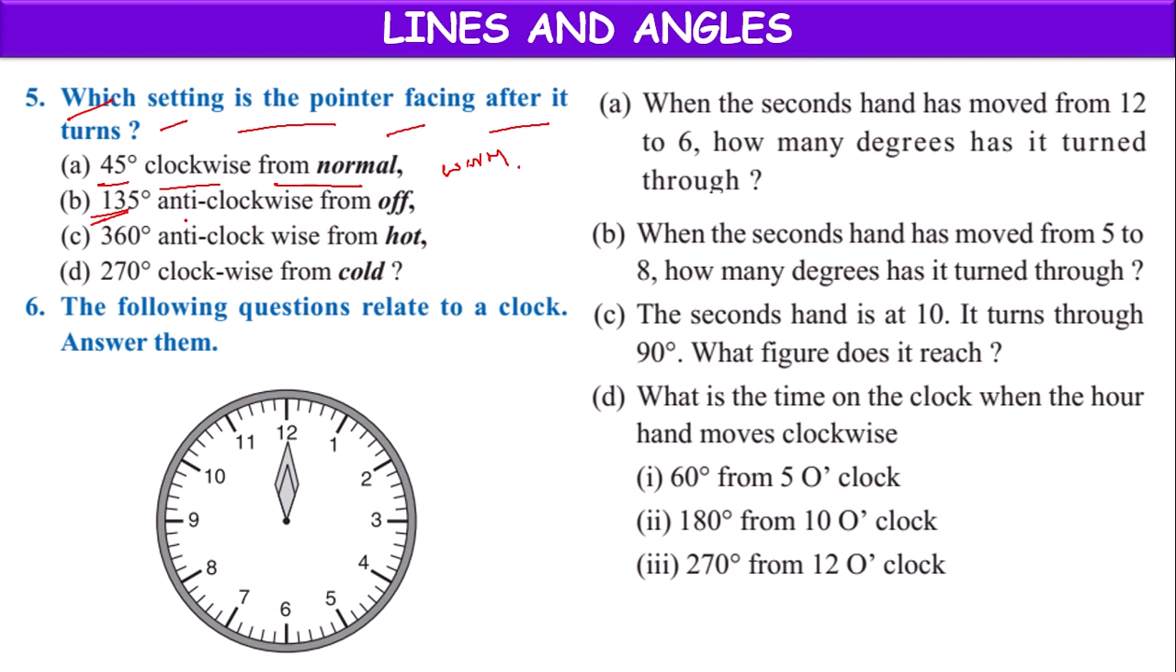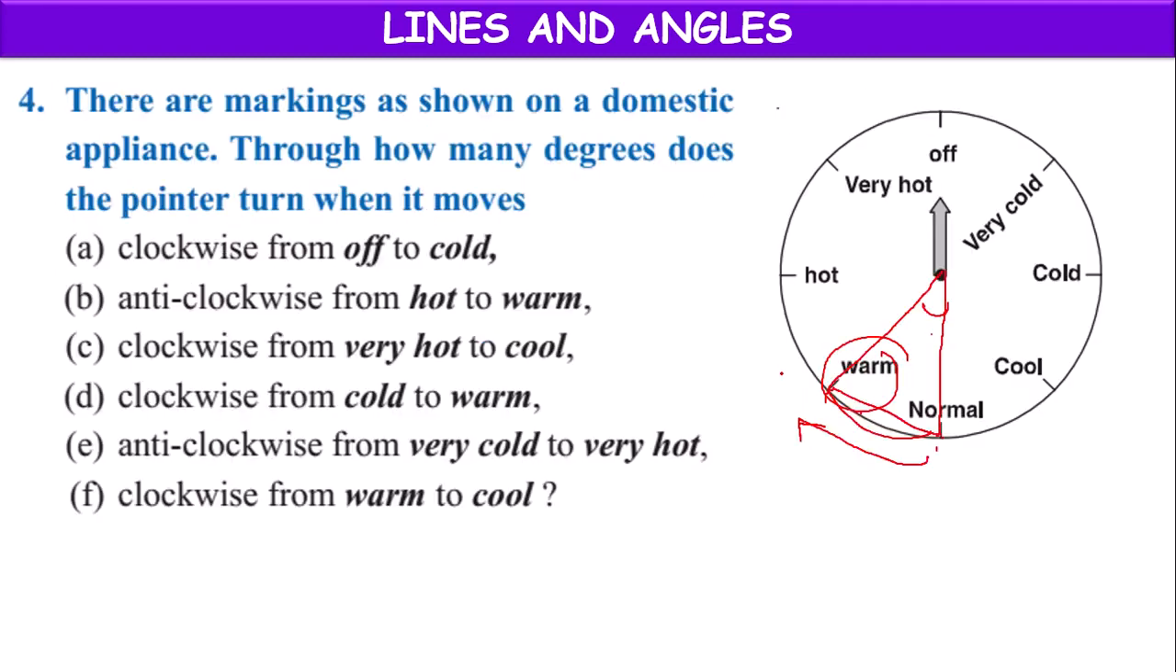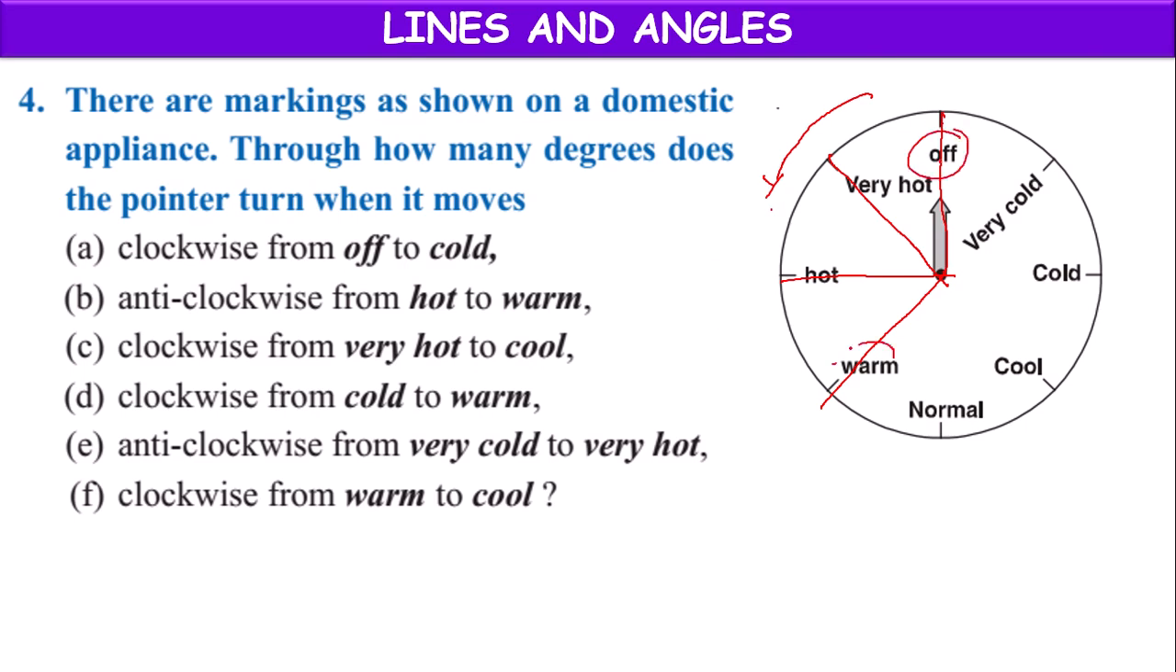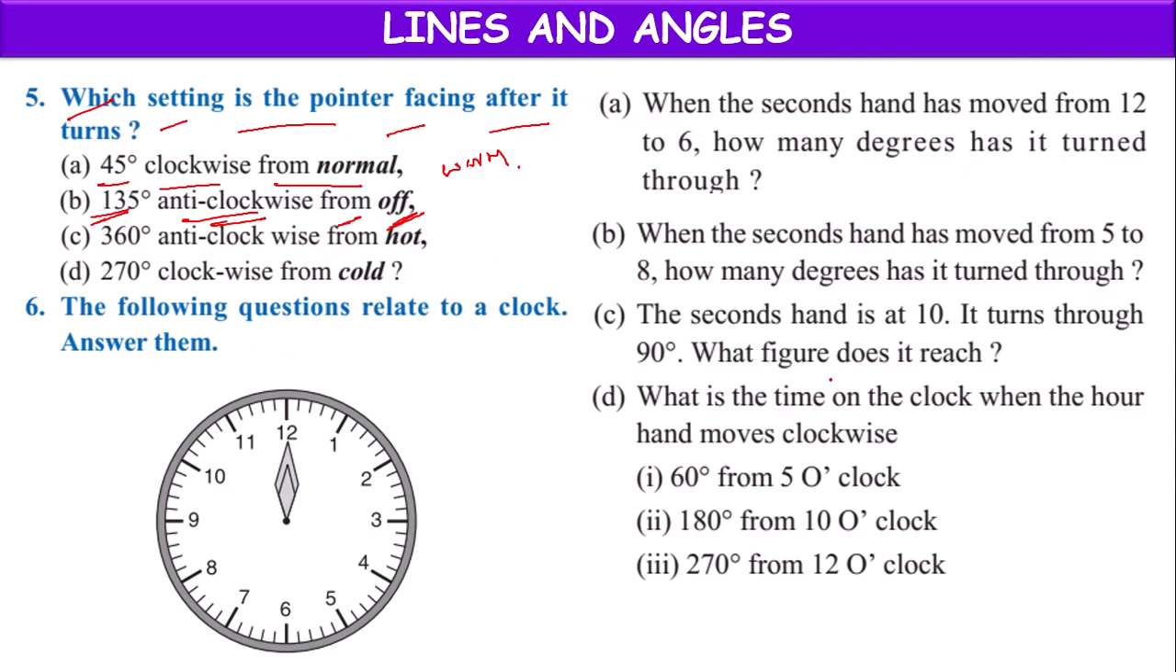Next, 135 degrees anti-clockwise from off. From off in anti-clockwise direction, 135 degrees. 45 degrees first part, 45 degrees second part, 45 degrees third part. 3 parts equal to 135 degrees. From off it is moving, then it will be at warm position. So this second answer also, it will be at warm position.